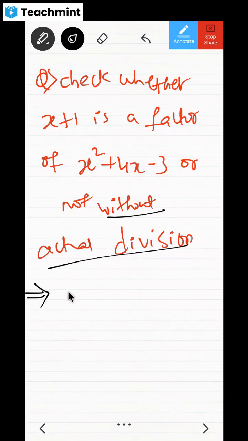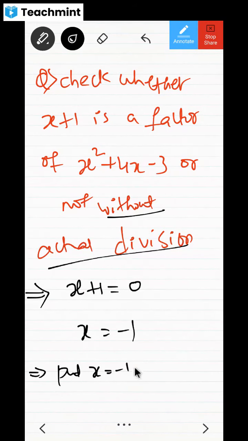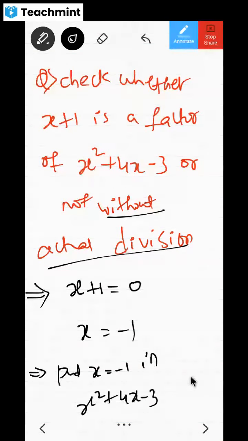So you take x plus 1 equal to 0. Then x becomes minus 1. So what I will say now: put x equal to minus 1 in x square plus 4x minus 3. Just put x equal to minus 1. Then find out the answer. You'll get the remainder. Do that, all of you. Whether it comes or not, just check.